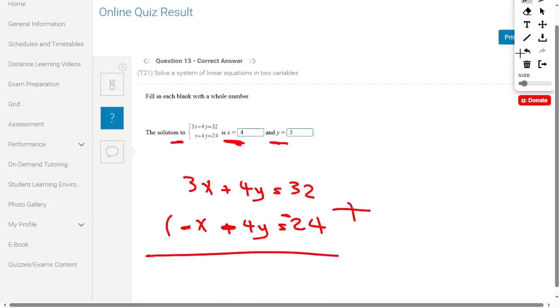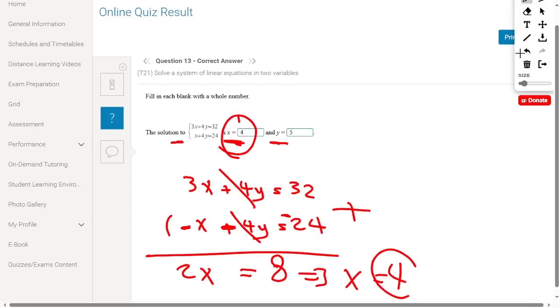make addition. So 3x minus x will be 2x, 4y minus 4y will be 0, equal to 32 minus 24, I will get 8. So from here, I will get that x equal to 4. So x equal to 4.